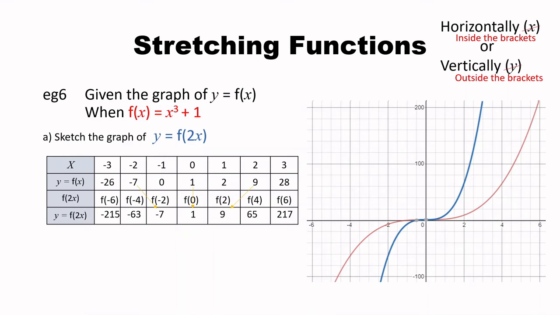Notice that my blue curve has similar y coordinates to my red curve. However, they occur at points closer to the y-axis. My curve has been squashed in. All of the x coordinates are half the size as they were on the red curve.